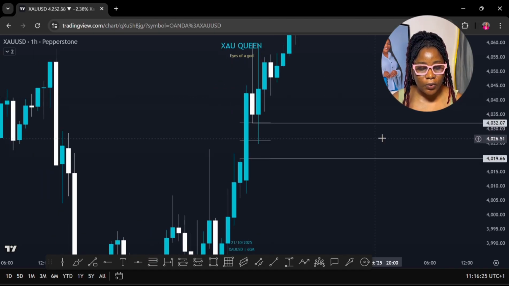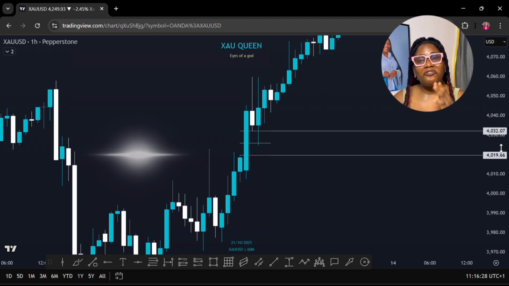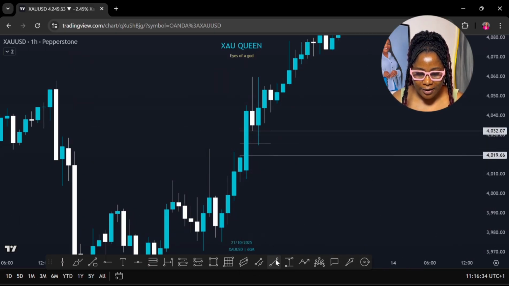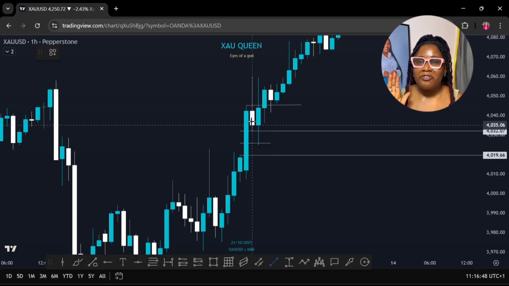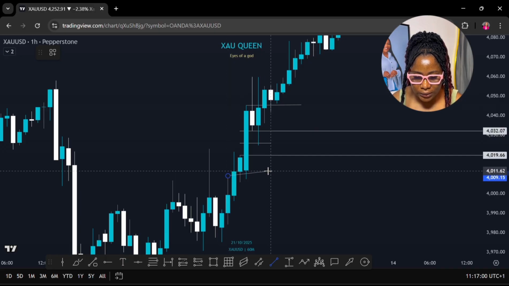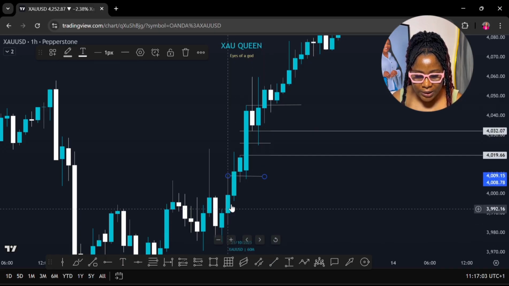And something else I want you to know about an FVG is that we have a valid FVG and then a breakaway gap. Now, what does that mean? Look at this FVG. You can see that this is where the wick is. And you can see that this candle closed inside the wick. Now, that is a valid fair value gap. Now, look at this. Let me show you another one. You see the wick. You see the body of the FVG. Let me show you the FVG.